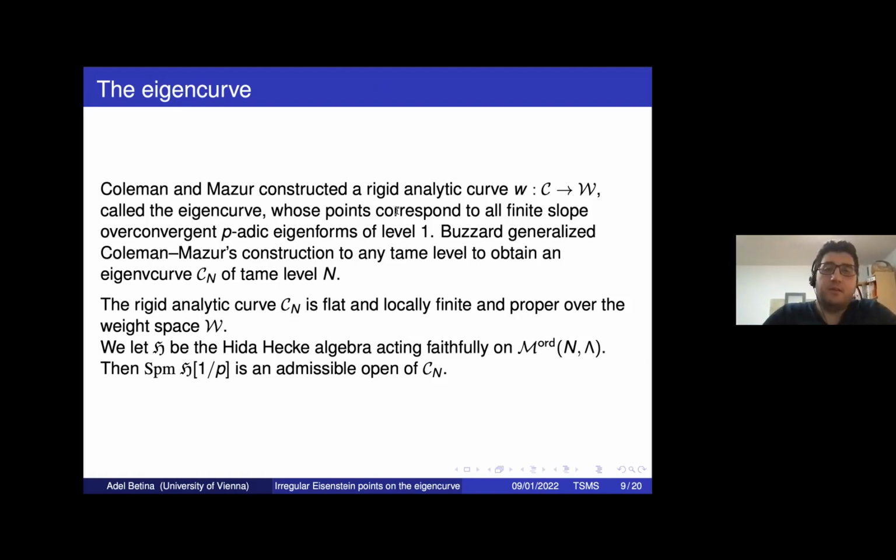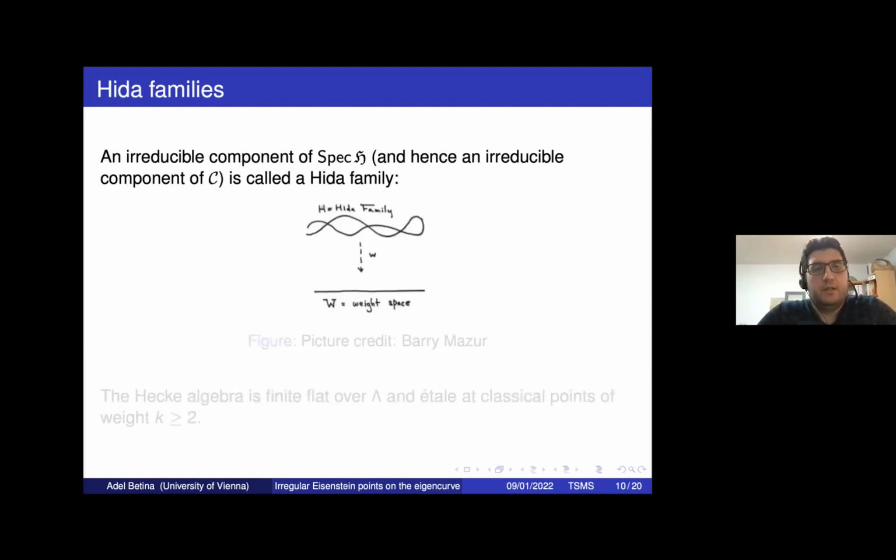But the difference is that in the theory of Coleman, you have to invert P. The rings that we use are really Tate algebras, not Iwasawa algebras like ZP double bracket X. And a Hida family is, if you take an irreducible component of the spec H, it's the same as taking an irreducible component of the eigencurve, but not any irreducible component will be one here. You have just one direction. It's called the Hida family, and it corresponds to an eigenfamily.